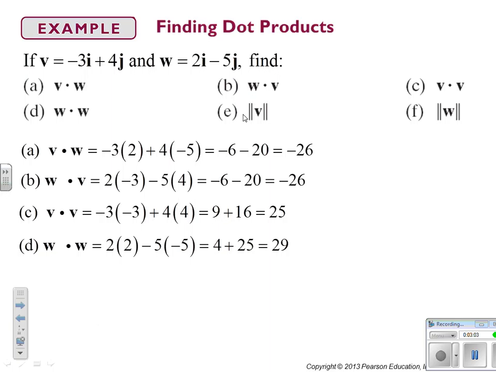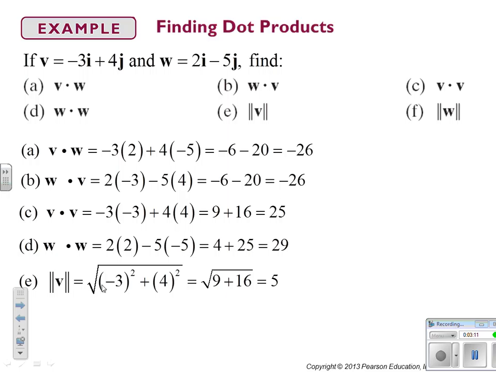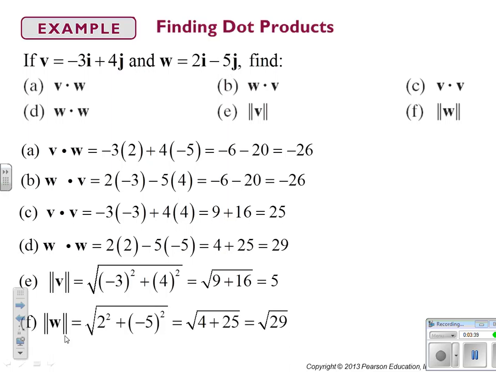We're going to do a little refresher on magnitude. The magnitude of v is when we take the square root of each component squared. So the magnitude of vector v is the square root of negative 3 squared plus 4 squared. That's 9 plus 16, that's 25, and the square root of 25 is 5. The magnitude of w, we do the same thing. We take 2 squared plus negative 5 squared and square root it, and we get the square root of 29.